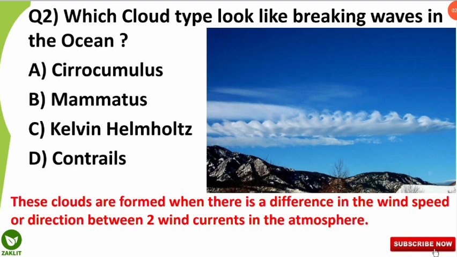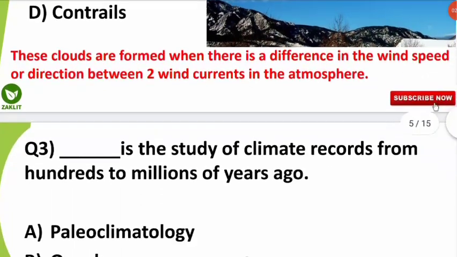You can go through that. That is the cloud types and their classification. That will be very, very important. Let's move to the third question.